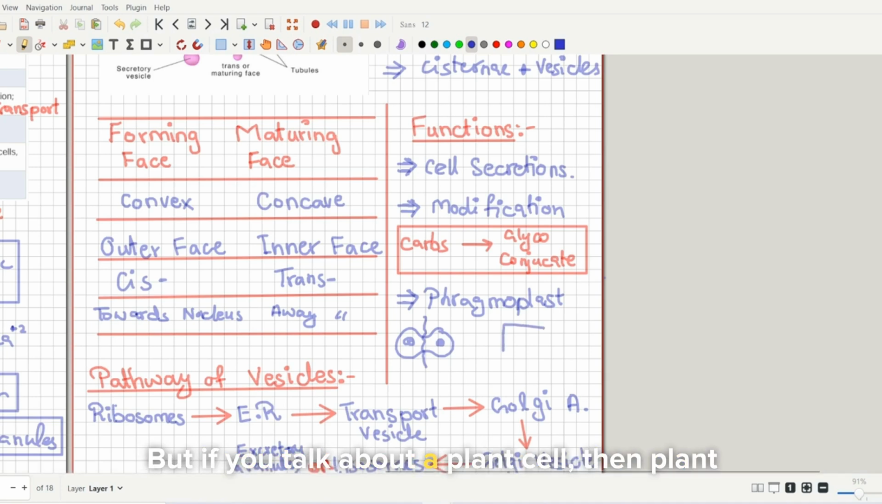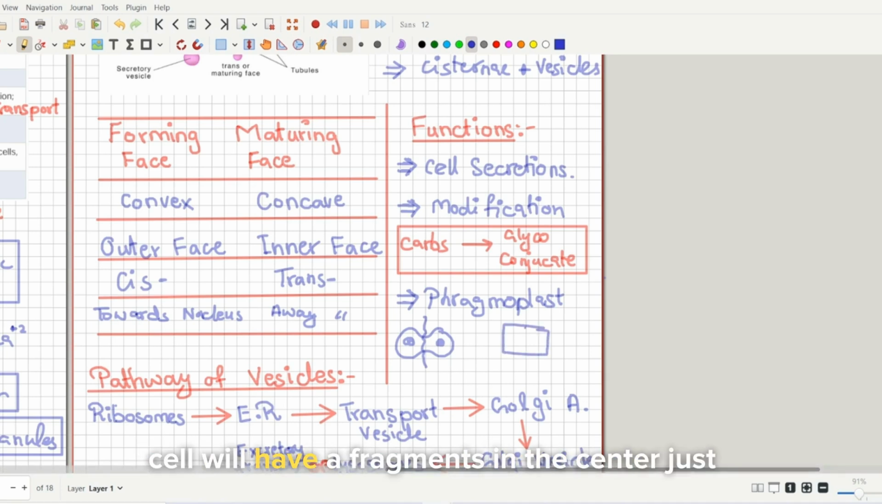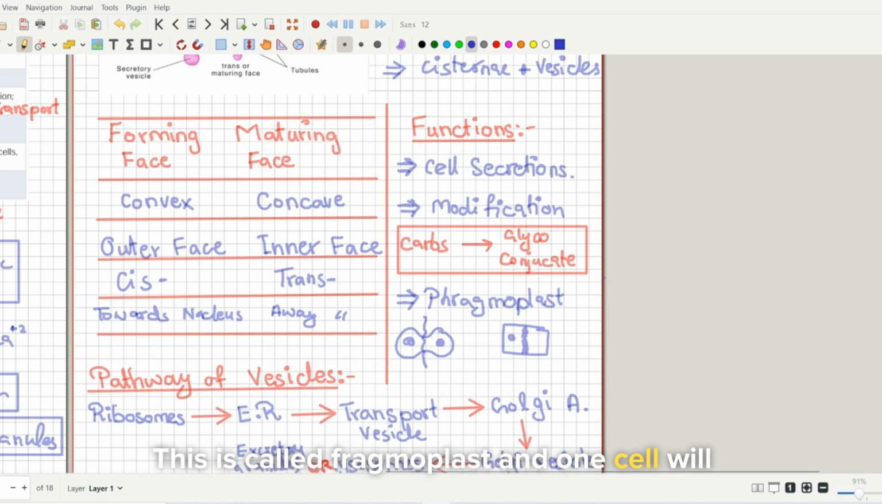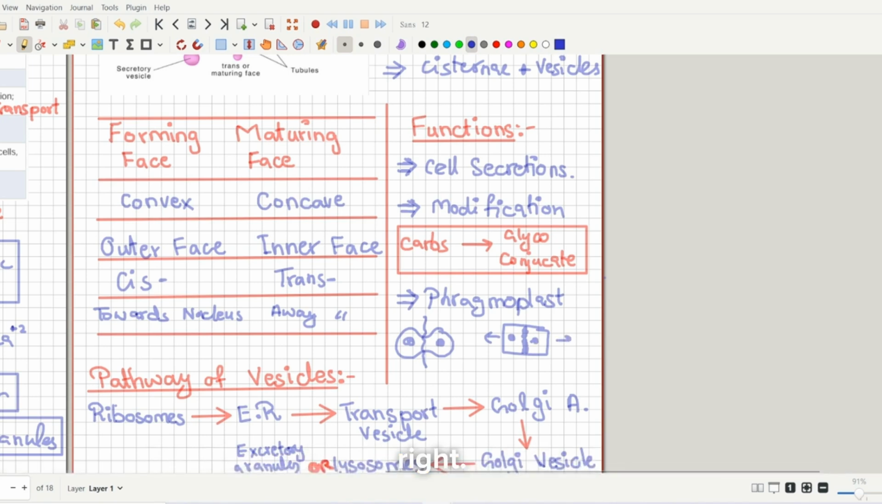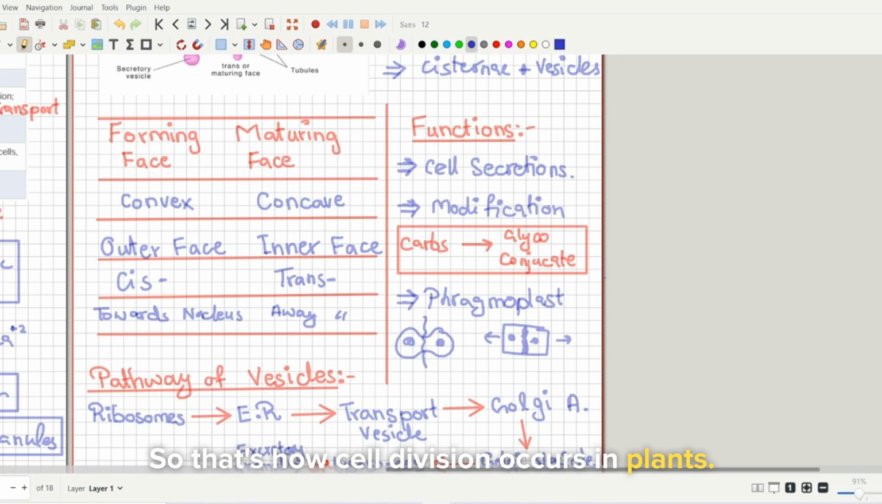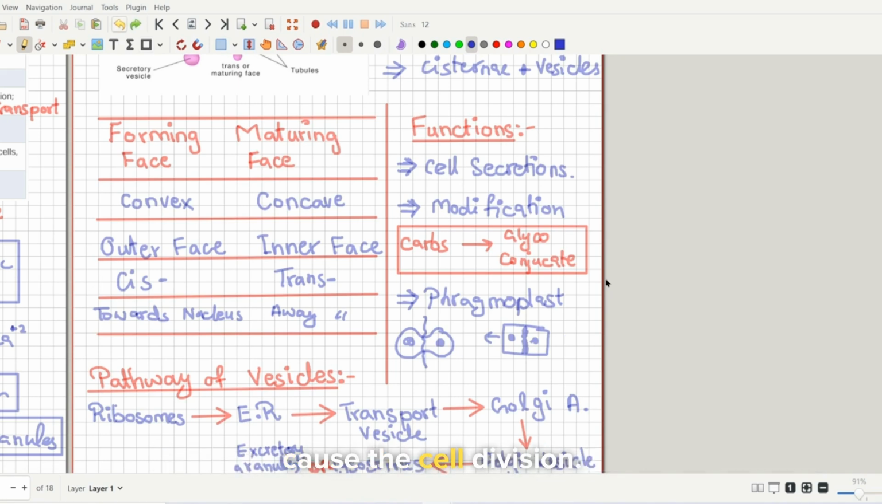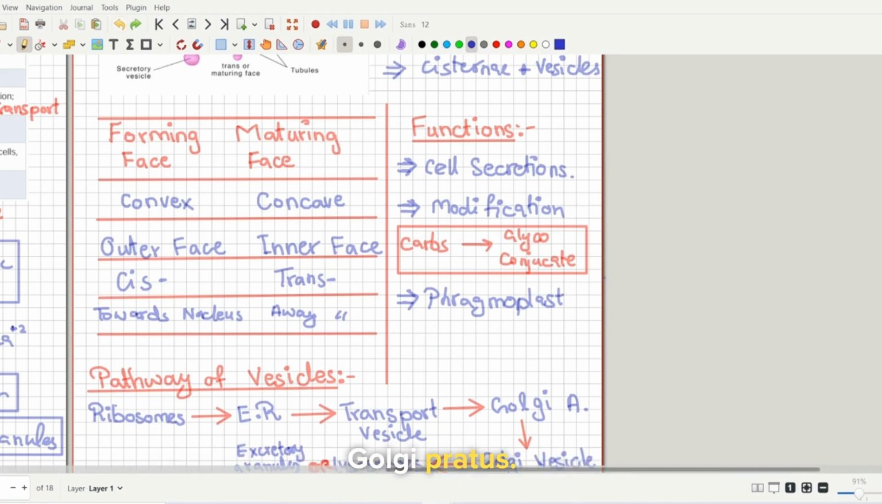But if you talk about a plant cell, then the plant cell will have fragments in the center just like this. This is called Fragmoplast, and one cell will move towards the left and one cell towards the right. So that's how cell division occurs in plants. So Fragmoplast is formed in plant cells to cause cell division. Fragmoplast is actually formed by the Golgi apparatus, so the formation of Fragmoplast is one of the major functions of the Golgi apparatus.